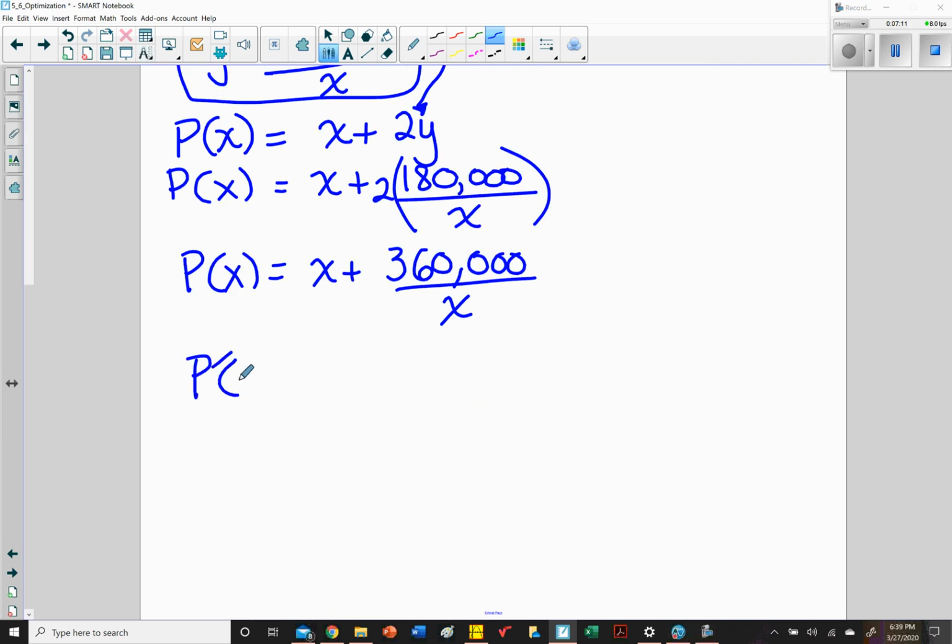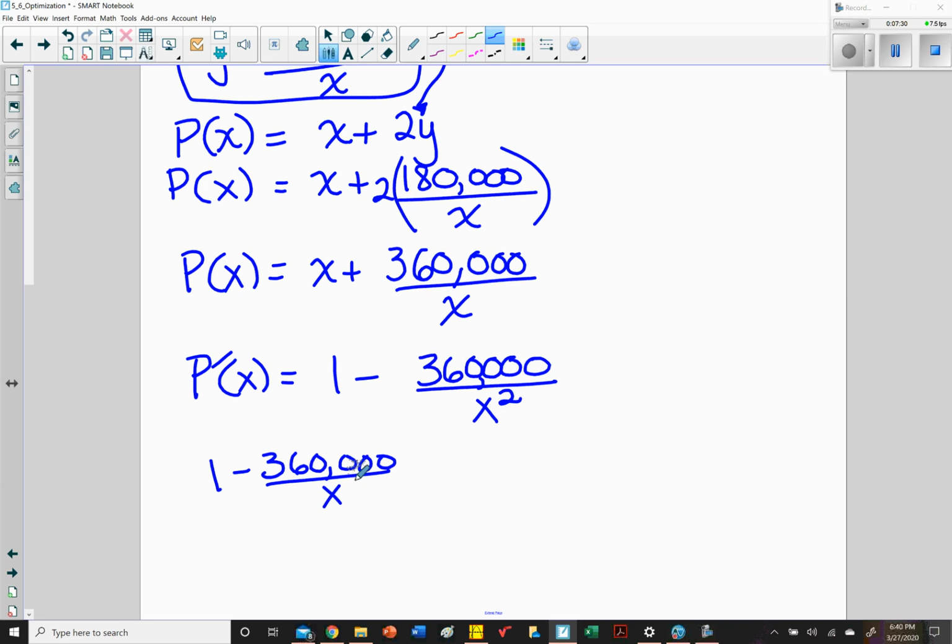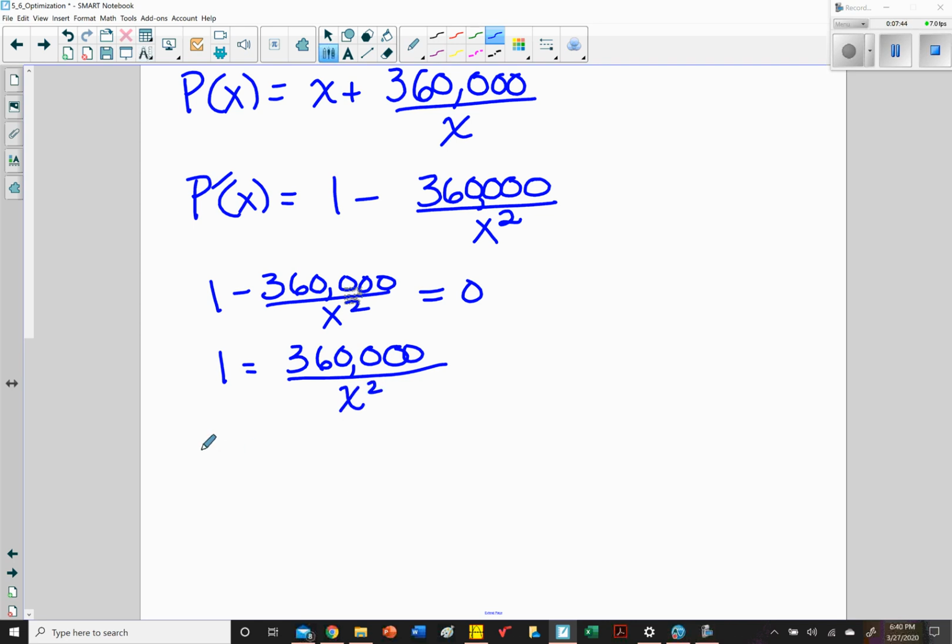So the perimeter derivative is 1 minus 360,000 over X squared. If you set that equal to 0 and solve for the critical number, then 1 is equal to 360,000 divided by X squared. So X is the square root of 360,000.